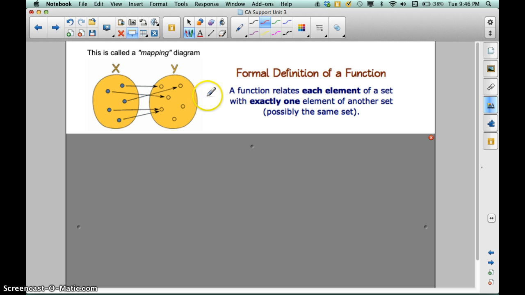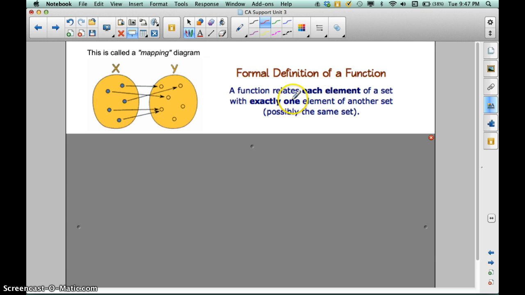It's called a mapping. The formal definition of a function is that it relates each element of a set, so each piece in here, with exactly one element of another set. So each thing in this bubble points to exactly one element in this bubble. Now be careful about what this says, because it says it points to exactly one. But do you notice that this has two arrows going to it?